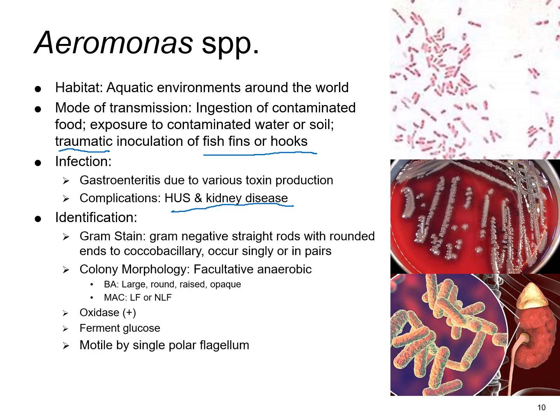So they can be identified based on several characteristics. With these organisms on the gram stain, they do appear as straight rods with curved ends. So you can see here where these gram-negative organisms look a little bit more rounded or plumped on the ends. And so that's kind of characteristic of this particular organism. Their morphology would appear as large, round, raised, opaque colonies on blood agar. They can be lactose or non-lactose fermenters. Oxidase positive, they ferment glucose, and again they are also motile.